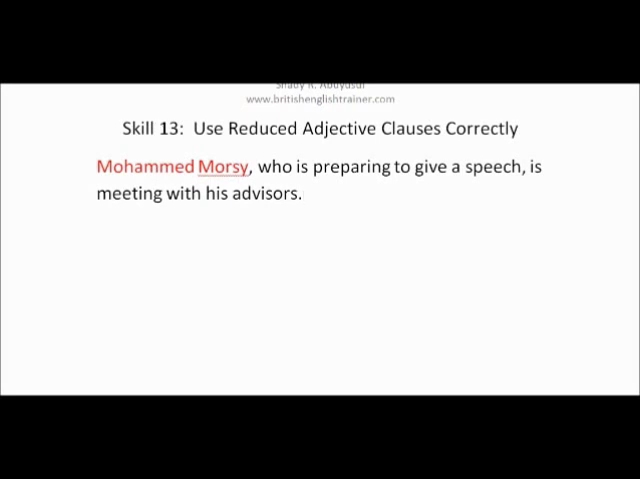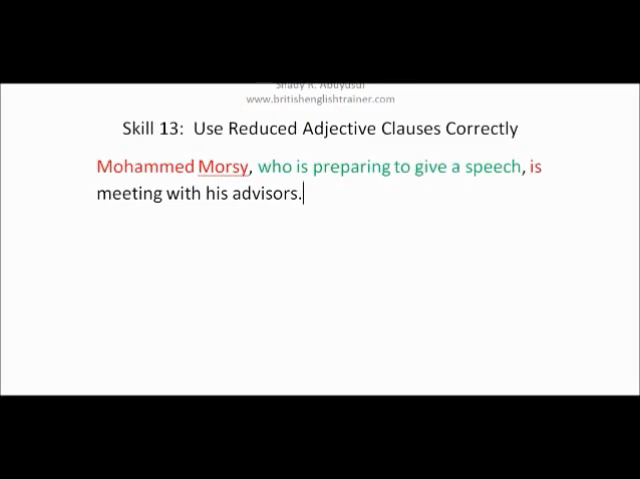Now Mohammed Morsi is the subject. Then is, that's the main verb. And who is preparing to give a speech? Well, that is the adjective clause. But this adjective clause comes between two commas. That's a comma, and that's a comma. We've got two commas here, this one and this one.